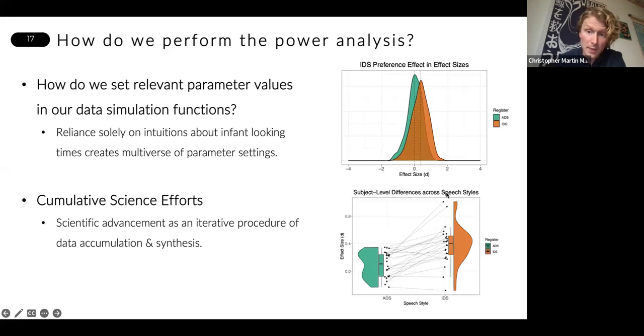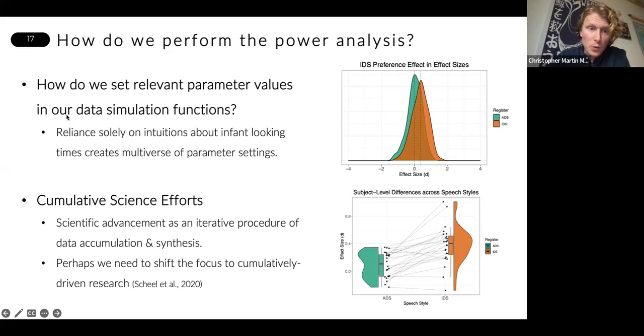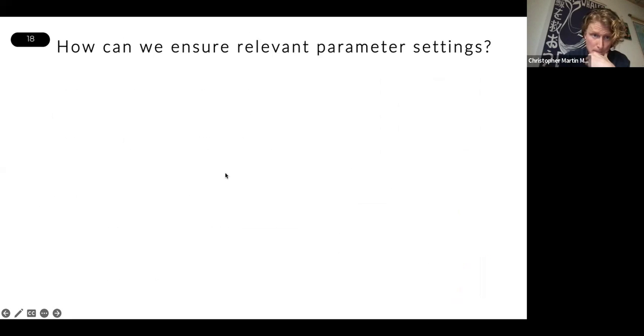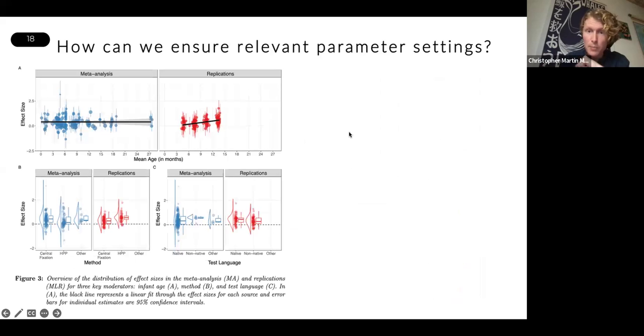And we'll see distributions like this, right? Where we have an effect size of around 0.35, for example, which was found in ManyBabies 1. And I had a long discussion with Julian as well about this, that maybe we actually need to shift our focus to these cumulatively driven research projects where we can increase the power by really trying to synthesize across studies, figuring out where the variability and heterogeneity really are in these studies. So again, how can we set the relevant parameter settings?